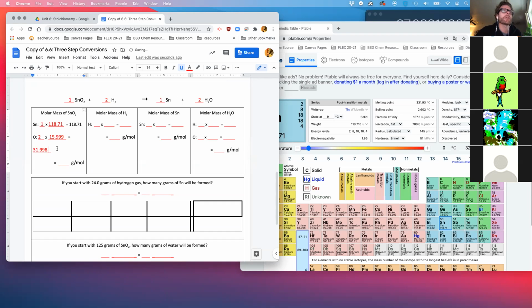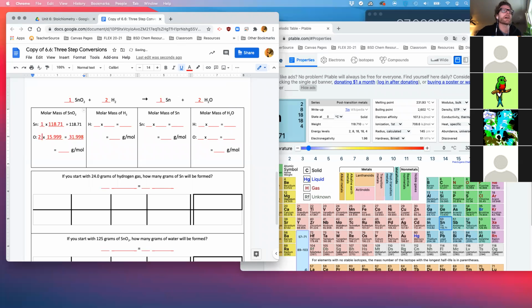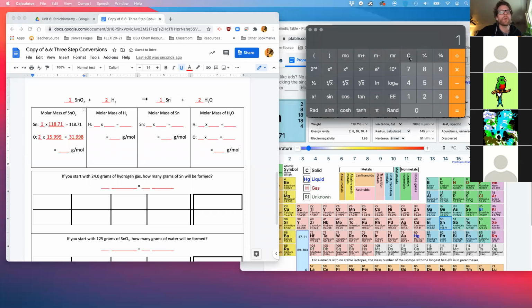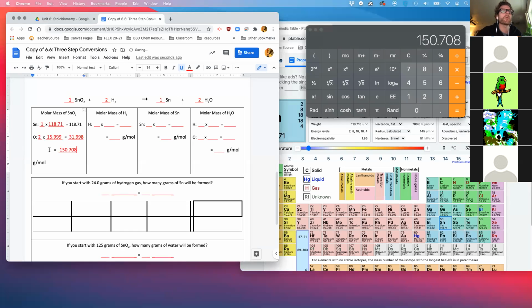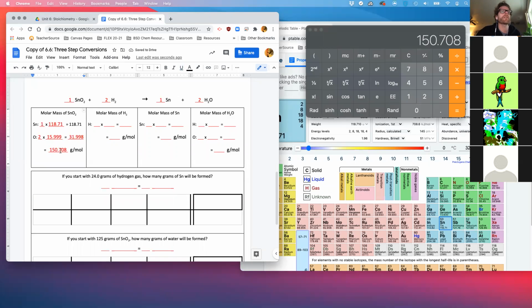And then my last step, of course, is to add them together. So I have 118.71 plus 31.998, and I get something like 150.708. That is my molar mass for the first molecule. There's 150.708 grams for every 1 mole. Go ahead and do this for the other 3.